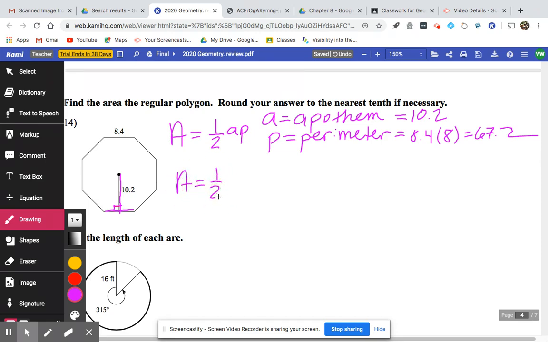So plug everything into your formula. So you have 1/2 times 10.2 times 67.2, and you'll get 342.7. Here we don't have any units to worry about. So that's rounded to the nearest tenth.